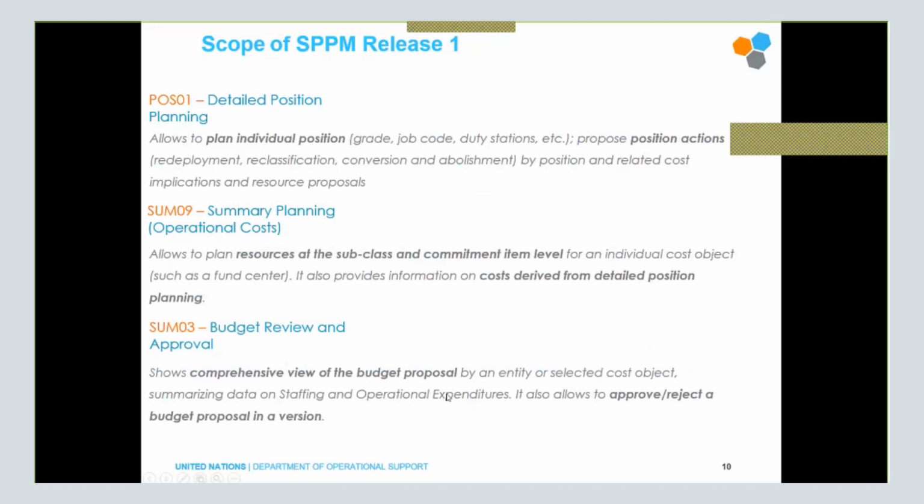Now, Summary 03 is the form that, as we explained yesterday, is a comprehensive view of the budget proposal. So basically, it's a more summarized view of what we enter in position 01 and in Summary 09. And this is at entity level, okay? We'll have all the staffing and operational expenditures all together, and it will allow us to approve or reject the versions. So it's a very important form. And in my opinion, it has added value because you will see all the data together.